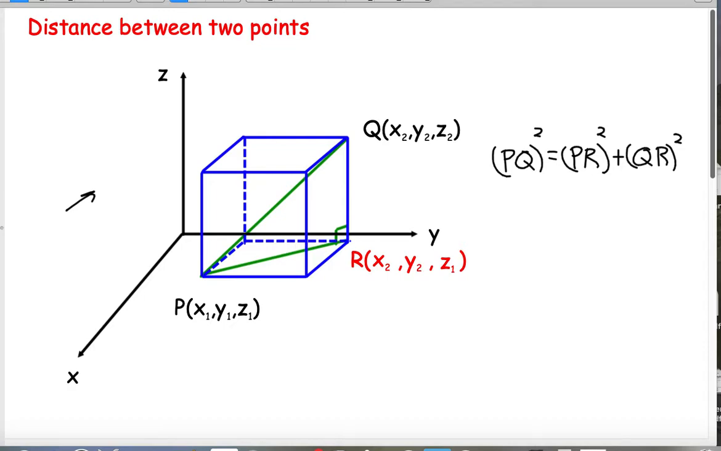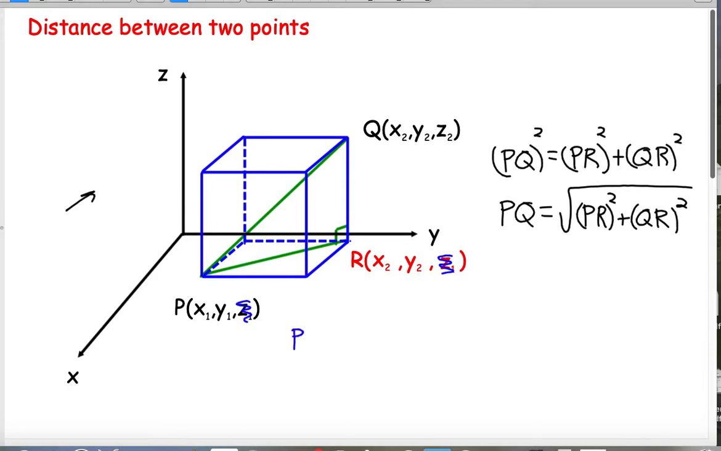So let's figure out, the distance from P to Q will just be the square root of PR squared plus QR squared. So we need to figure out what PR is. Well, since PR is on the bottom of the cube, which represents a plane, that's really two-dimensional, so I can ignore their z-coordinates, which are the same, and I can use the distance formula to find PR.